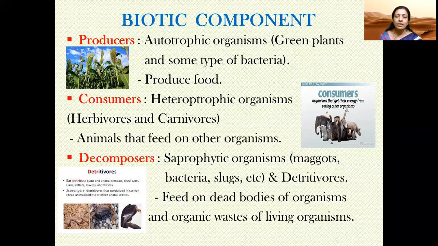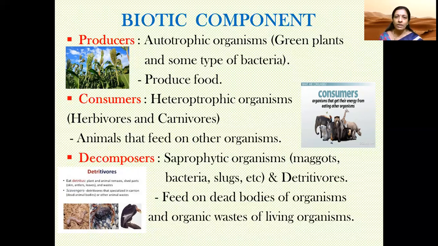Then we have another group of living organisms which are known as decomposers. Decomposers are generally saprophytic organisms or detritivores. Saprophytic organisms are generally those which are found in garbage and rubbish, and detritivores feed on dead bodies of organisms or on organic wastes. So it is the decomposers which help in the decomposition of dead living organisms and convert them into nutrients.